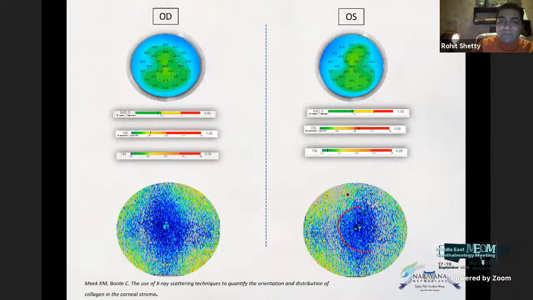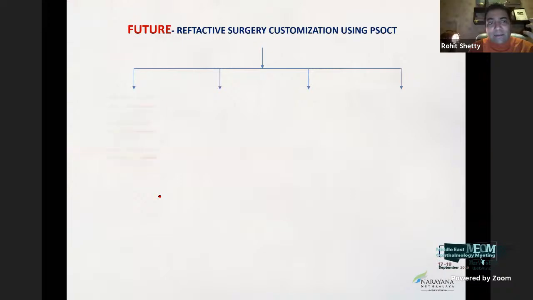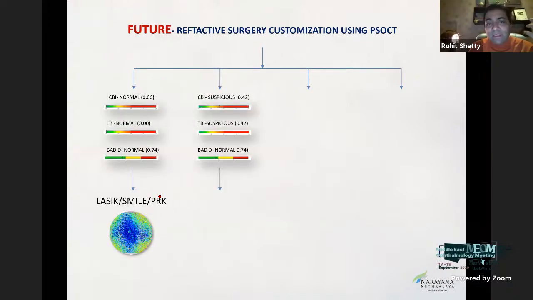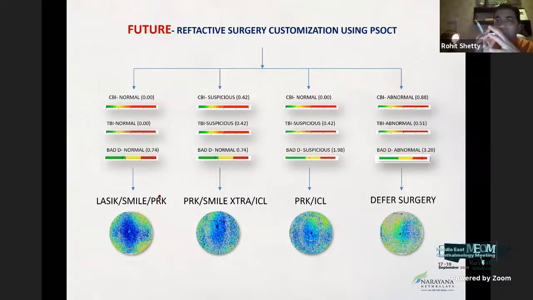This is how the collagen imaging looks. This is your peripheral fibers. This is your central fibers. We started looking at different corneas, and you can see that this is what I'm saying is the future. It tells you a completely different dimension. You can see that if it's normal collagen, you do your normal surgeries.